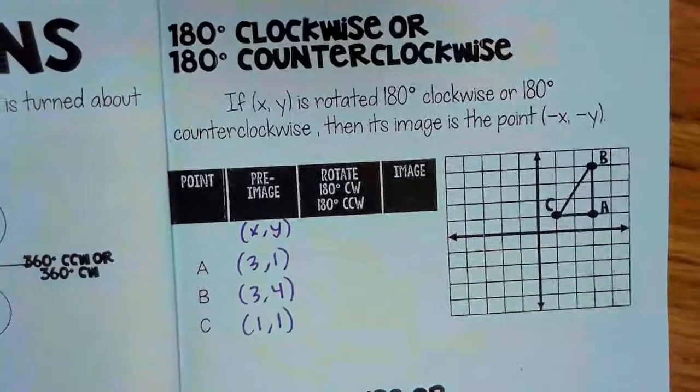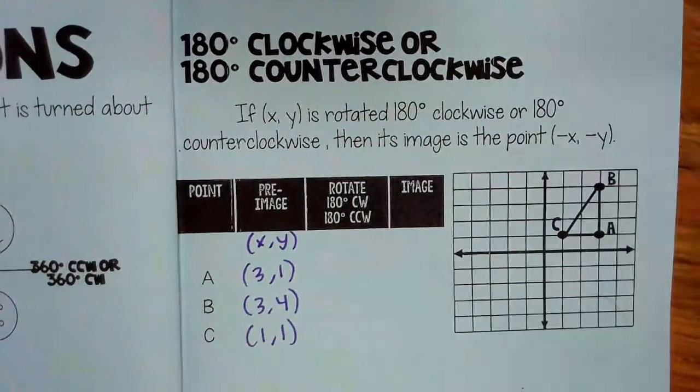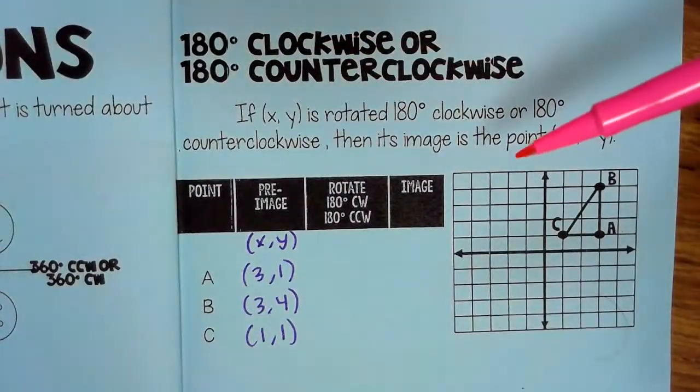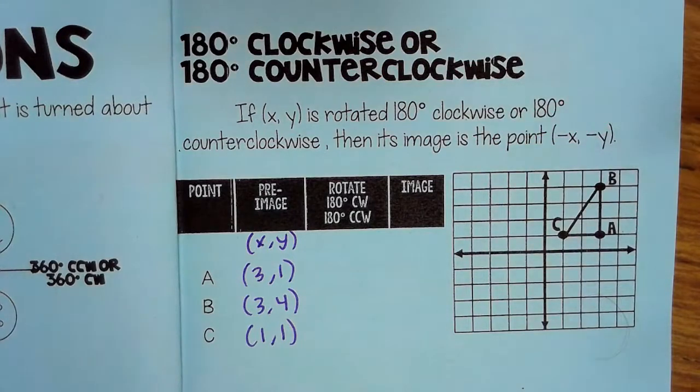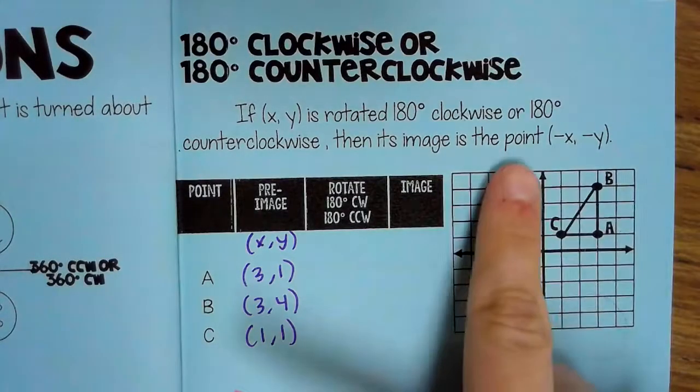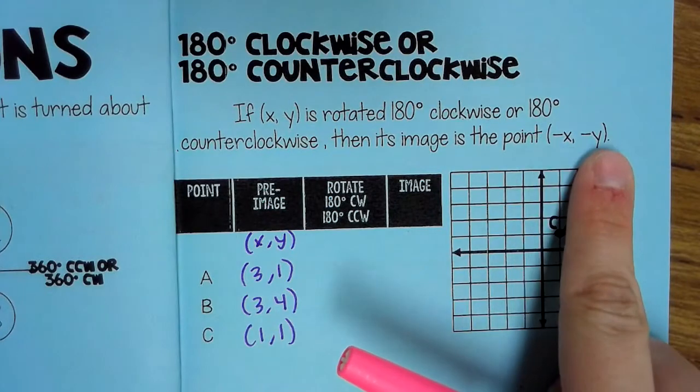Next, we're going to look at 180 degrees. Notice 180 can be clockwise or counterclockwise. Let's think about that for a second. If I'm going 180 degrees, it doesn't matter which way I go to get there. If I turn myself around backwards, I can go to the right or I can go to the left, but I'm still just turning around backwards. So clockwise or counterclockwise, the rule says (negative x, negative y).